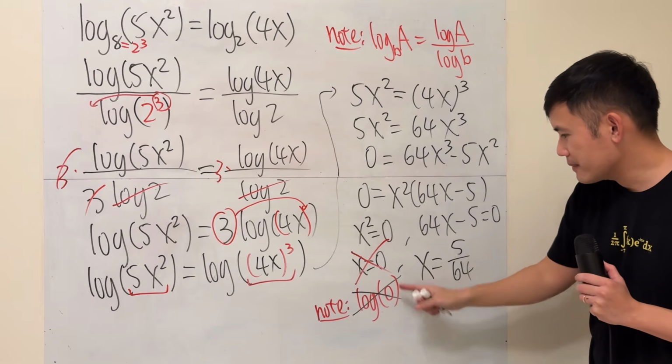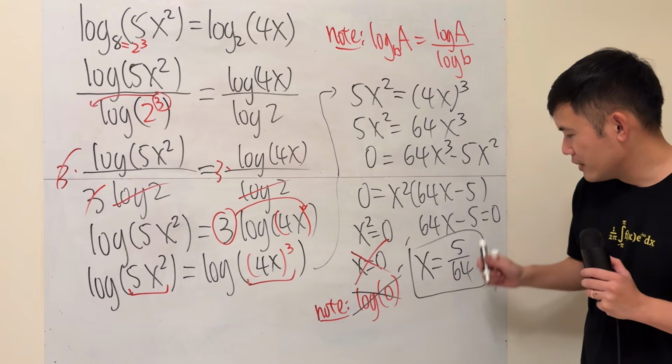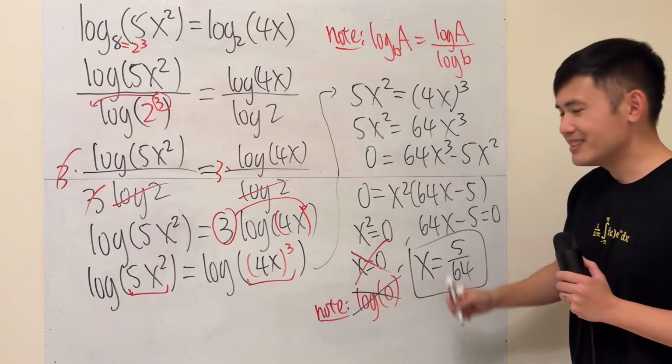So 0 is not an answer, right? This is not good. So the only answer is x equals 5/64. And we're done, just like that.